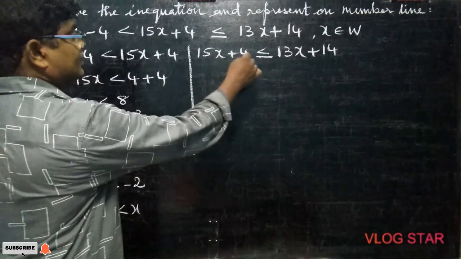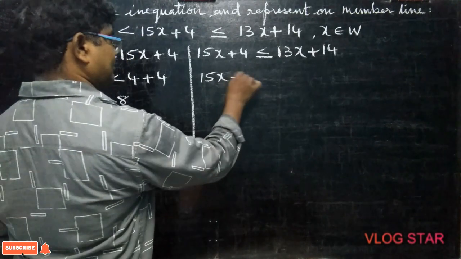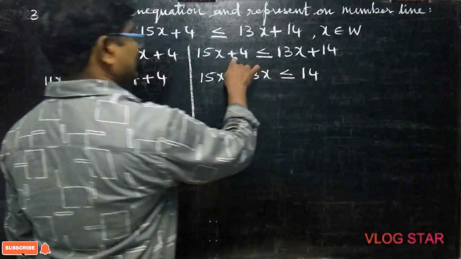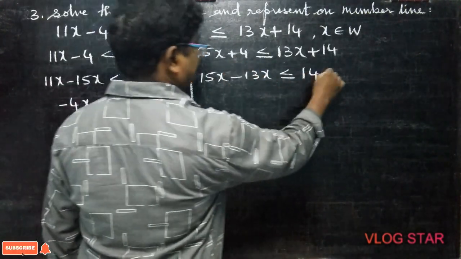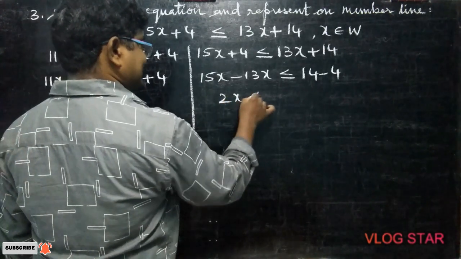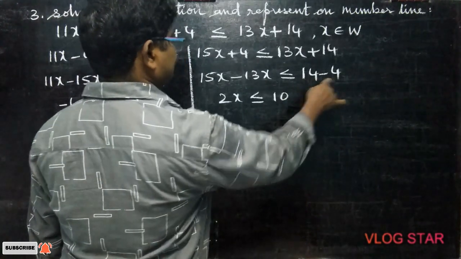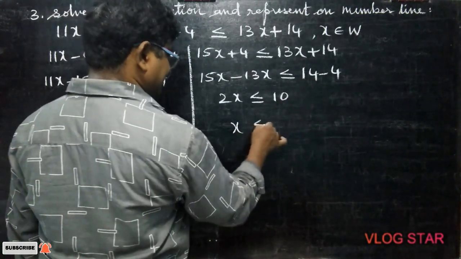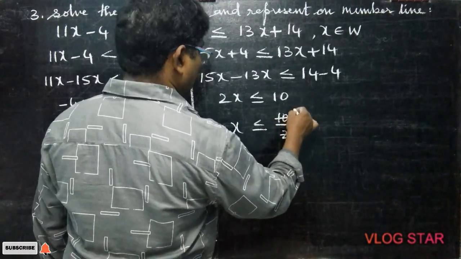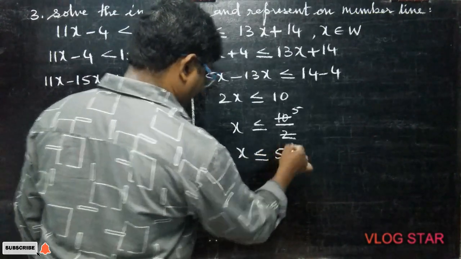Now coming to the next part. 15x plus, coming from this side, minus 13x less than or equal to 14, plus going from here to that side minus 4, left to right. So 2x less than or equal to 10. Why 10? 14 minus 4 is 10. x less than or equal to 10 by 2. How many times it goes? 5 times. So x less than or equal to 5.